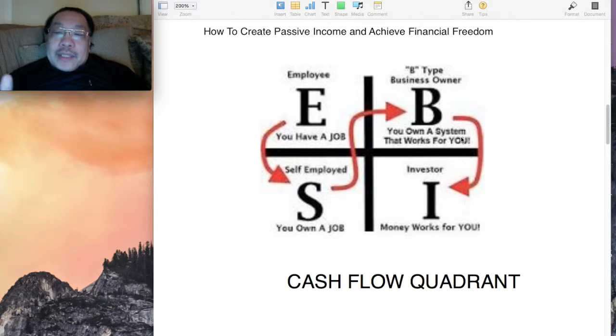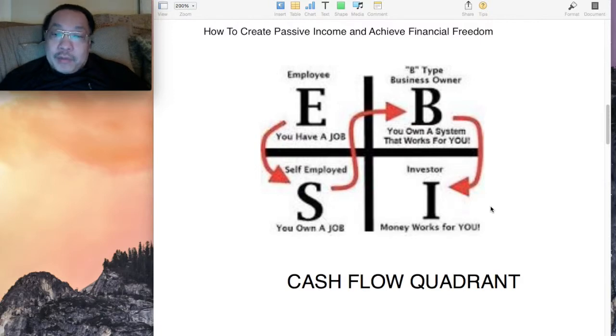What that means is that if you have a system working for you and you took a year off, your income doesn't suffer because you're creating passive income for yourself. Whereas over here, if you took a year off, you're going to be in trouble. Most of us would be. So this is not the best position to be in. These two are the best positions to be in if you want to achieve financial freedom. The other one is being an investor, making money work for you, like Warren Buffett, for instance. Warren Buffett makes his money work for him.